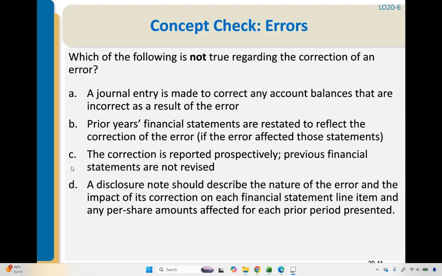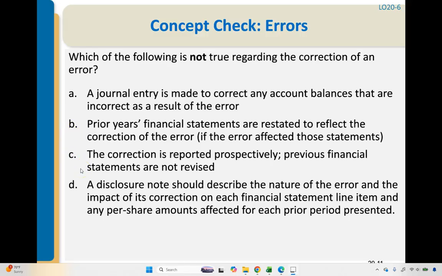Let's do a concept check. Which of the following is not true regarding the correction of an error? A: A journal entry is made to correct any account balances that are incorrect as a result of the error. Well, that has to happen, so it's not A. B: prior year's financial statements are restated to reflect the correction of the error as if the error had never occurred. Yes, we do have to reflect that, so that's not B.